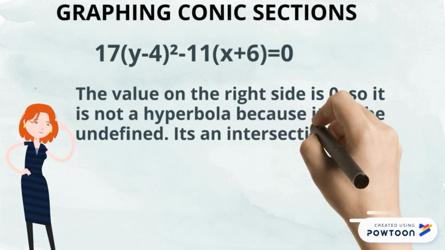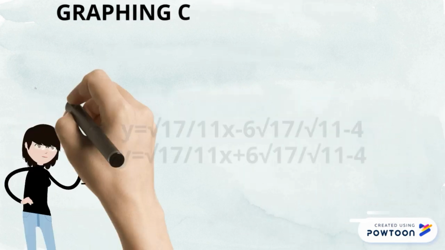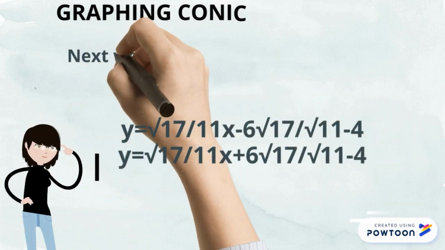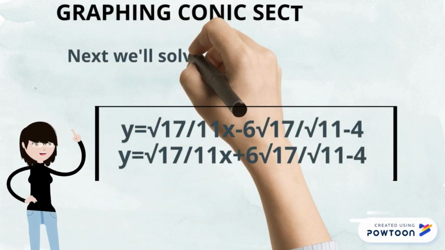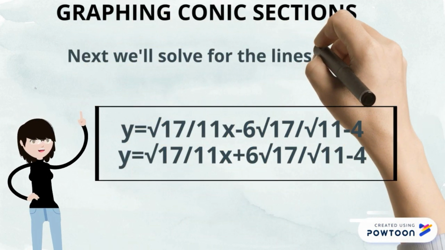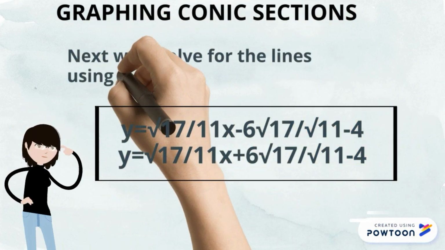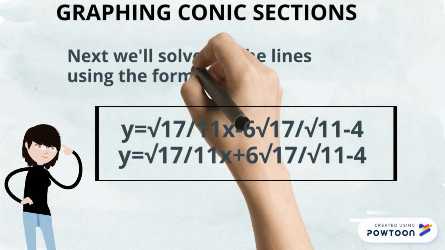And the equation of the two lines are y equals square root of 17 over square root of 11 times x minus 6 square root of 17 all over square root of 11 plus 4. And the equation of another line is y equals negative square root of 17 all over square root of 11 times x plus 6 square root of 17 all over square root of 11 plus 4.